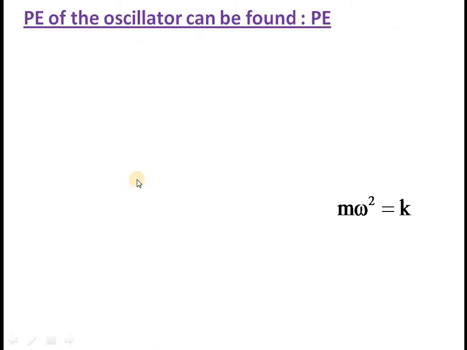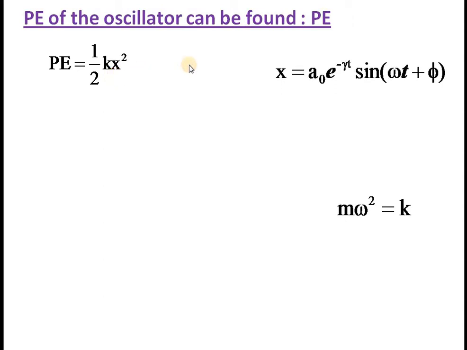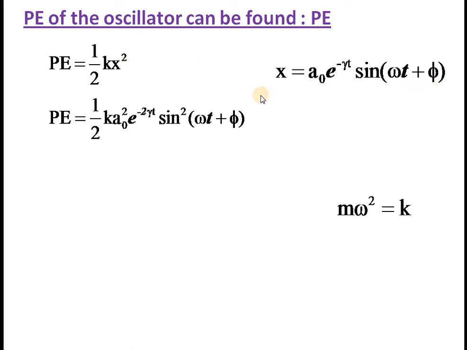Now let us find the potential energy of the oscillator. We know potential energy is equal to half k x square, we have derived it, and x is given already. This is our x, so we square this x and substitute. We get potential energy is equal to half k a0 square e raised to minus 2 gamma t sin square omega t. Simply squaring.